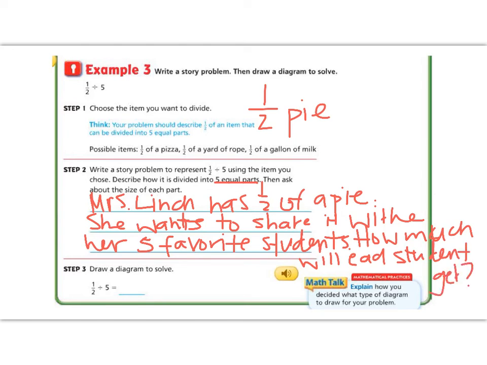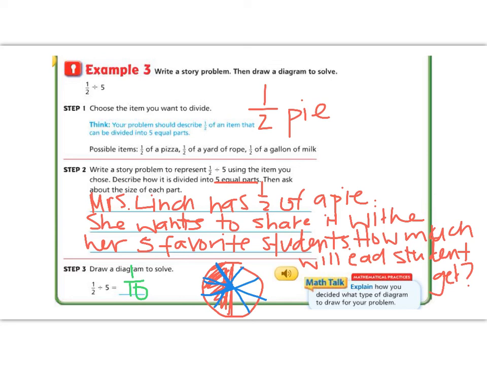Okay, let's draw a diagram to solve. If I have a whole pie, but I only have half of it, so I'm going to color in just half. Now I'm going to take that half and split it into 5. 1, 2, 3, 4. So I'm taking my half and splitting it into 5. But remember, this is of the whole thing, so I'm going to extend my lines, which means that I would have 10 pieces in the whole. So 1/2 divided by 5 is 1/10.